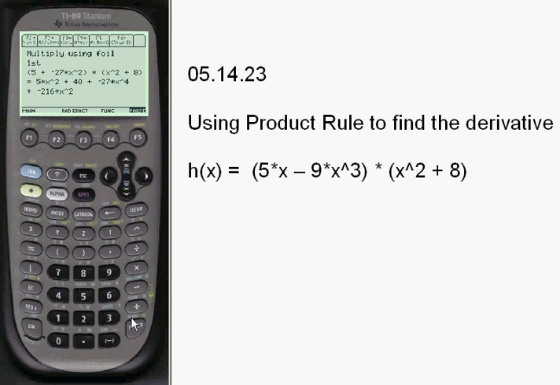And then we multiply the second one together and we come up with 10 squared negative 18x to the fourth. We add those two together to combine like terms. And here's the answer: negative 45x to the fourth plus minus 201x squared plus 40.